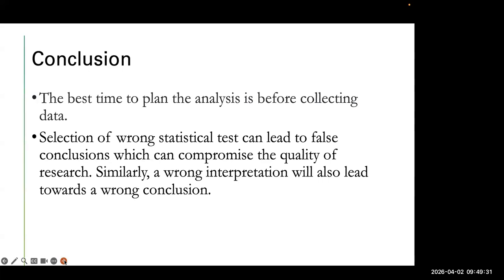Is it one or multi? If multi, I have to use multivariate. I cannot use univariate because this is multi. And then the outcome: do I have one outcome or two outcomes? Is my dependent variable numerical or categorical? Because for different types of dependent variable, we use different types of statistical test.